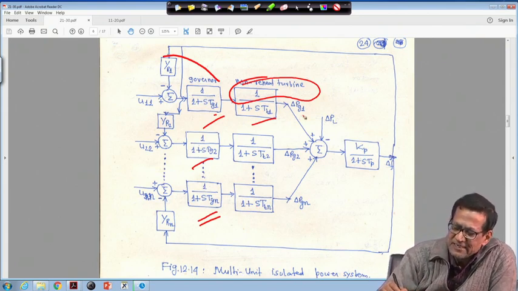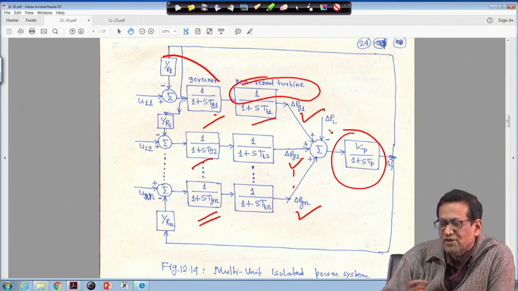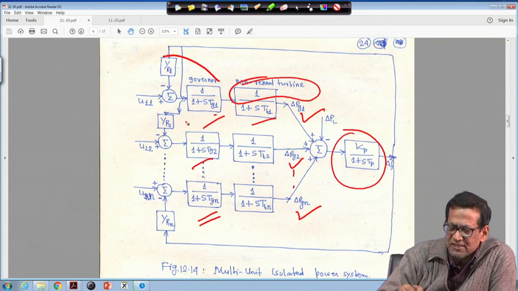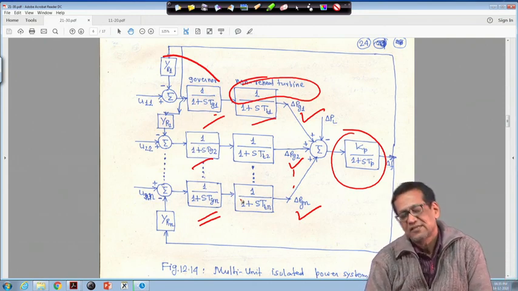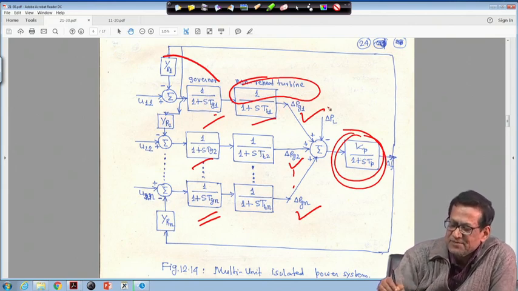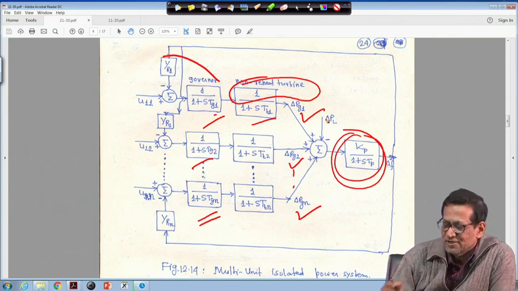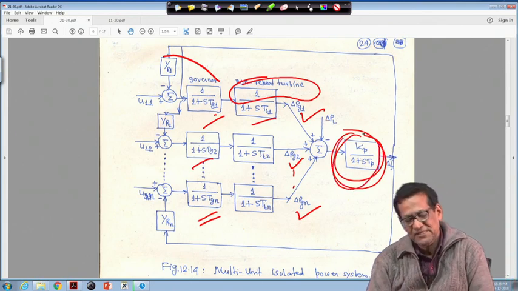Now for each generating unit, the generated power is delta Pg1, delta Pg2, up to delta Pgn, and all these can be represented by a single power system block diagram, that is Kp upon 1 plus STP, because all these generating units operate in parallel. Therefore, you can find their equivalent inertia H and represent it by a single block diagram. There is no need to consider a separate block diagram for each unit, because we assume all the units are in a coherent group, they swing in unison, that means their speed increase or decrease will remain the same. So this part you can represent by a single transfer function.